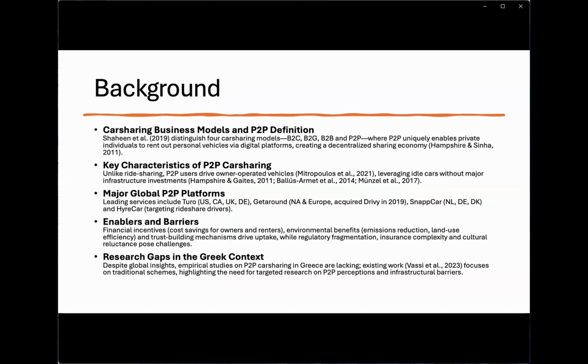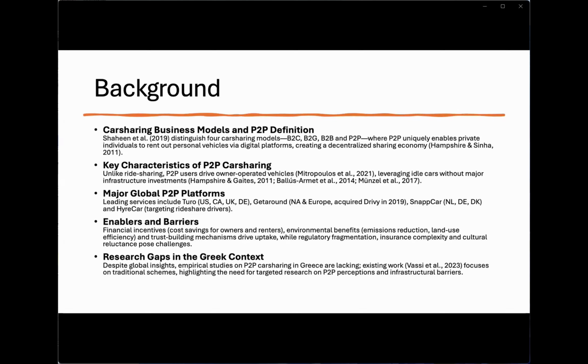There are 4 primary car sharing models: business to consumer, business to government, business to business, and peer-to-peer, where peer-to-peer car sharing uniquely enables private individuals to rent out personal vehicles via digital platforms, creating a decentralized sharing economy. Unlike ride-sharing, peer-to-peer users drive owner-operated vehicles, leveraging idle cars without major infrastructure investments. Leading services include Turo, which operates in the US, Canada, United Kingdom and Germany, Getaround, which operates in the US and Europe, Snapcar, which operates mainly in the Netherlands, and Hirecar, which targets rideshare drivers.